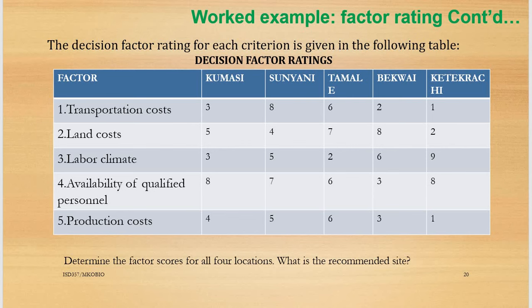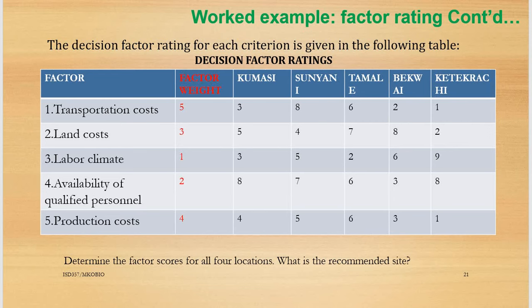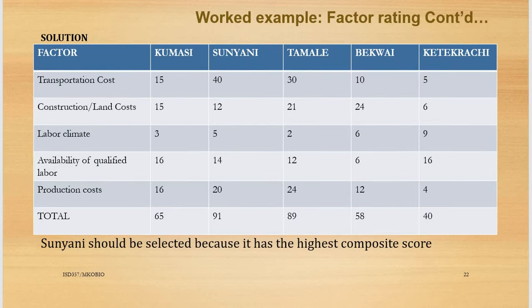So how do we find the factor score for all these locations? Here we know the factor weights given to us, the standard ones: transportation cost is 5, land cost is 3, labor climate is 1, availability of qualified personnel is 2, production cost is 4. So how do you determine the factor scores for each? For Kumasi, the transportation cost is 3, so you multiply the 3 by what? Hope you are getting the point. So this is how we are going to go about it.